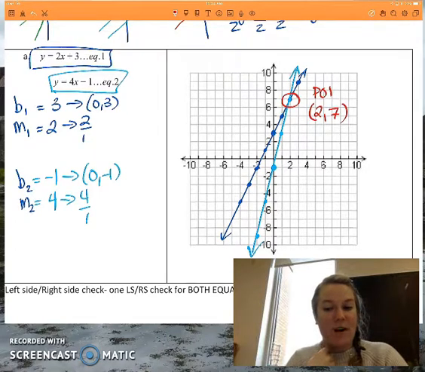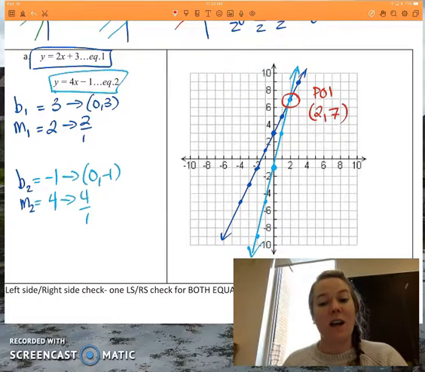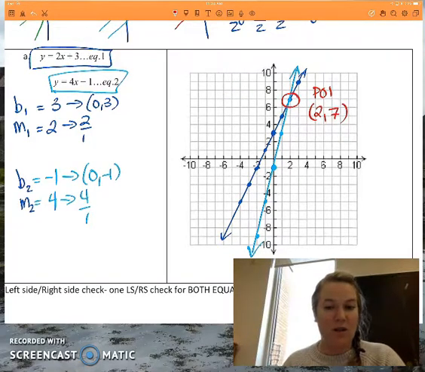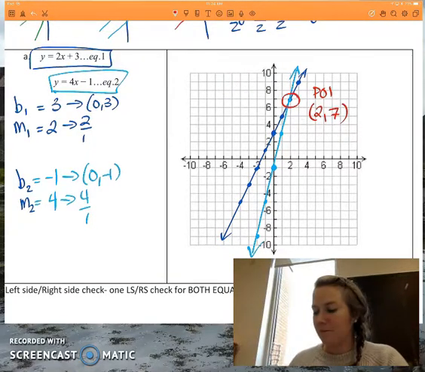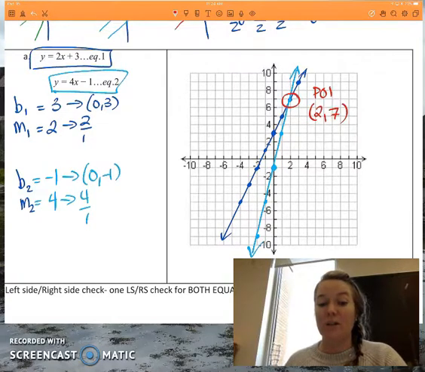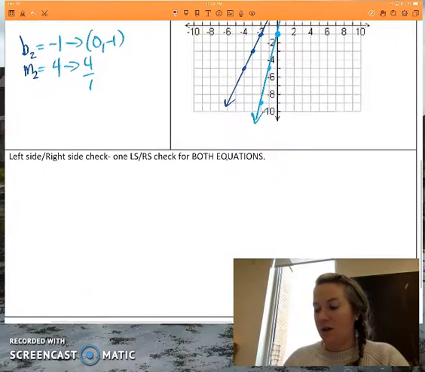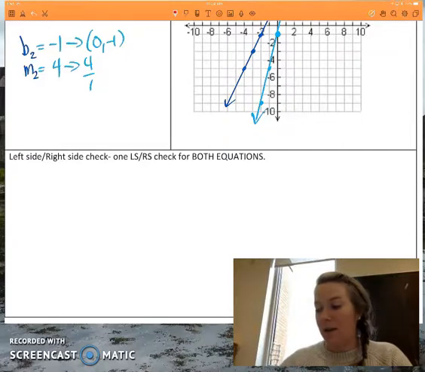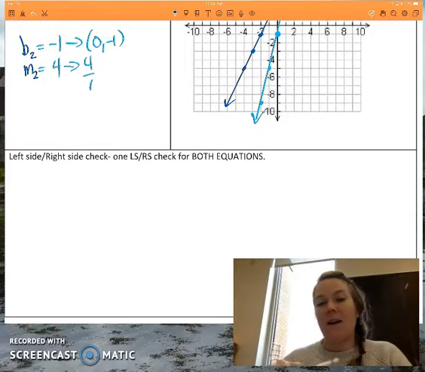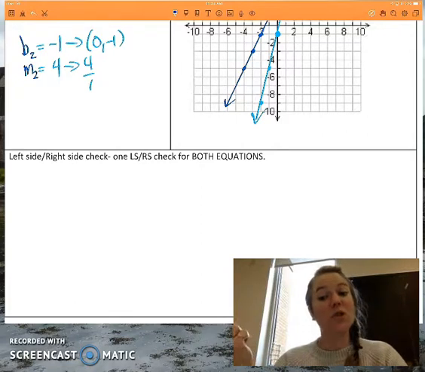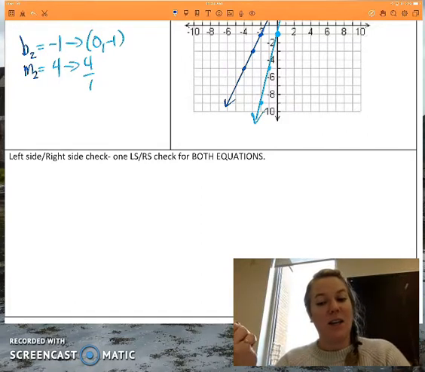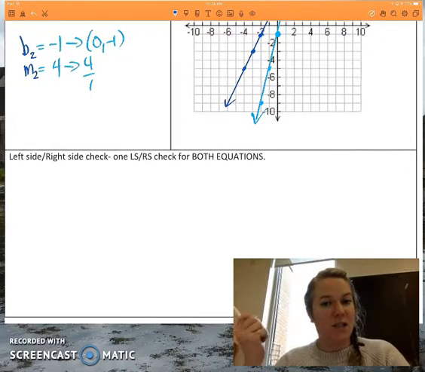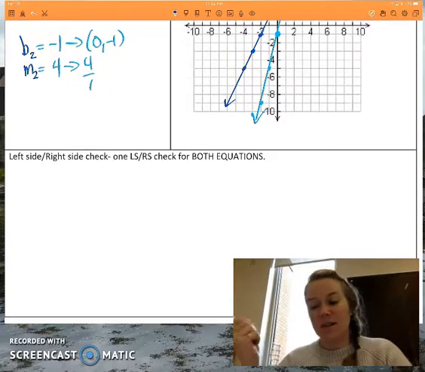In order to verify that, we're going to do our first ever formal proof in this grade. And it is something you do need to know the structure of. It's very important. It's called a left side, right side check. What we're going to be doing is confirming that the point of intersection we found, the solution to that system, is actually a point that's on both lines. How am I going to do that? Well, I'm going to test equation 1 first.